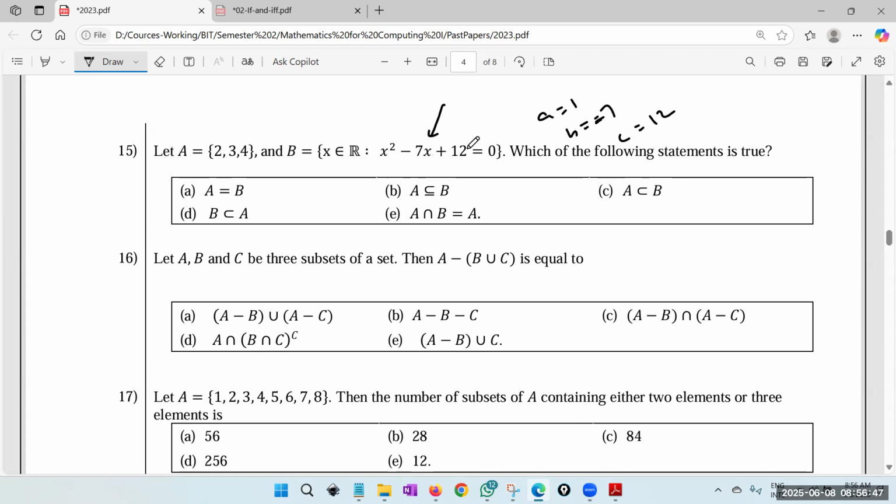And 4 and 3, right? No, not 4 and 3. Okay, let's double check. B squared, that is minus 7 squared minus 4 times AC. Minus 7 squared is 49 minus 48, right? That is 1. The square root of 1 is greater than or equal to 0. Therefore, we have two solutions. What are those two solutions?